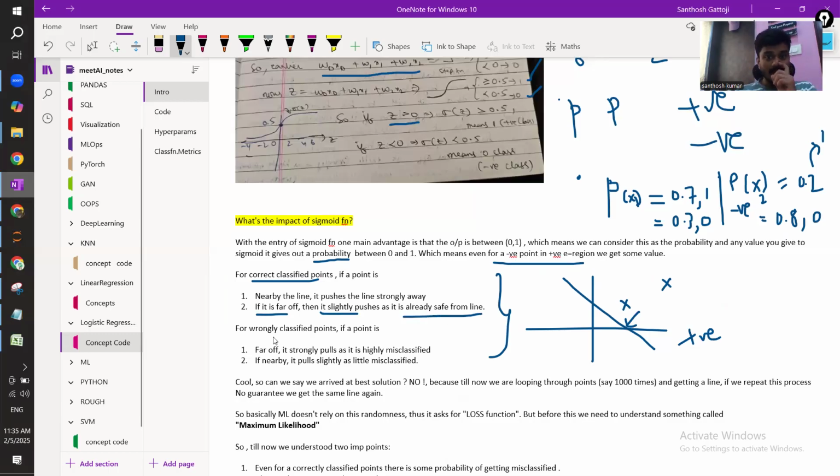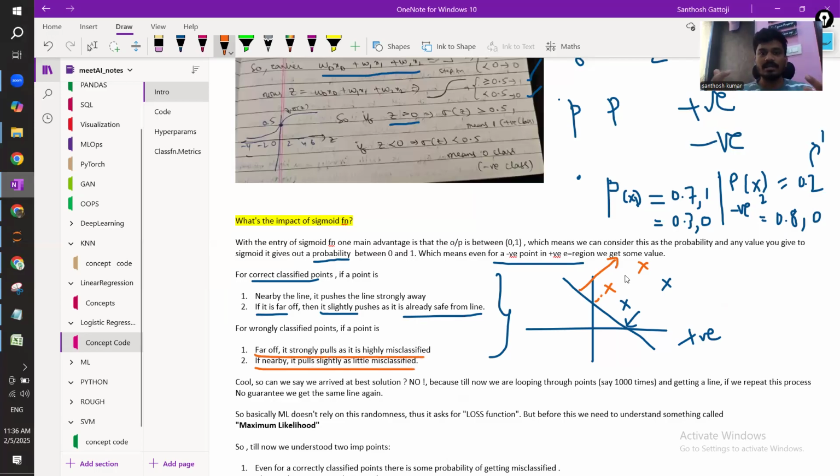Coming to a wrongly classified point, I will take another color. Let's say this is a wrongly classified point. This is also a wrongly classified point. Far off points will pull strongly, because this one is misclassified and this one is also misclassified, but this one is more misclassified. So this one will pull more strongly. This one is also misclassified, but it will pull slightly. If it is nearby, it will pull slightly. If it is far off, it will pull with strong force.